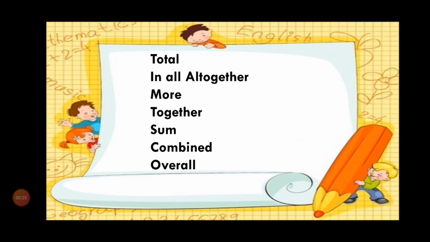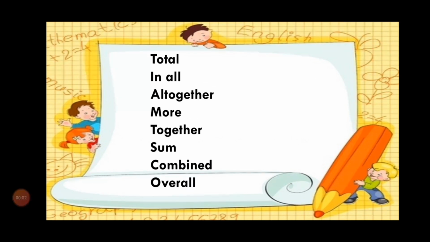First, I want to explain that we need to add whenever we encounter words such as total, in all, altogether, more, together, sum, combined, overall, and so on. So whenever we find these words in a word problem, we can add the values. Okay, I'm going to explain through some examples.